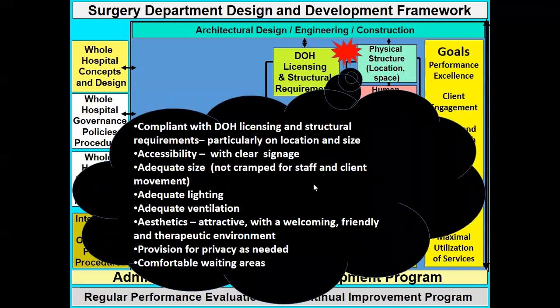The physical structure of the department service areas must be compliant with DOH licensing and structural requirements, particularly on location and size. In particular, they must comply with the following: accessibility with clear signages, adequate size, not cramped for staff and client movement, adequate lighting, adequate ventilation, aesthetics being attractive and with a welcoming, friendly, and therapeutic environment, provision of privacy as needed, and comfortable waiting areas.